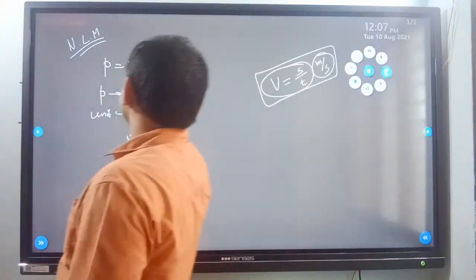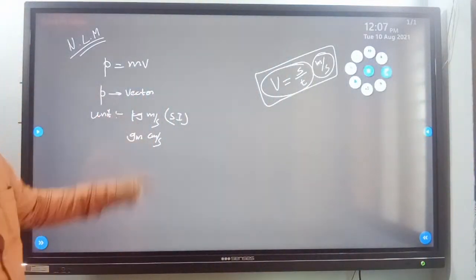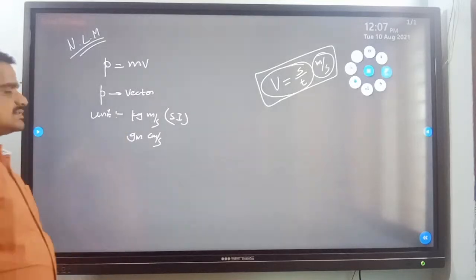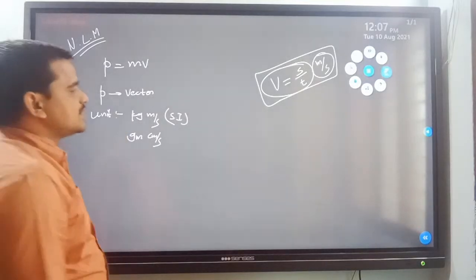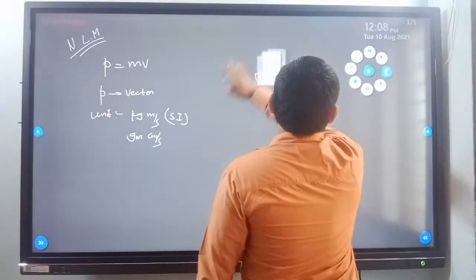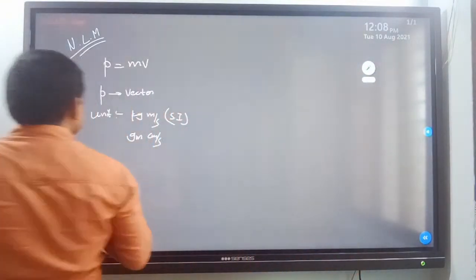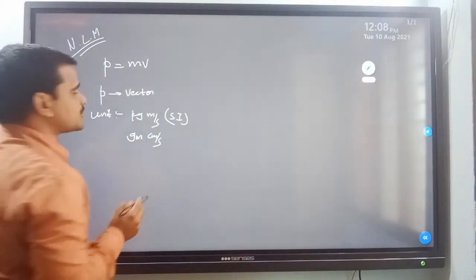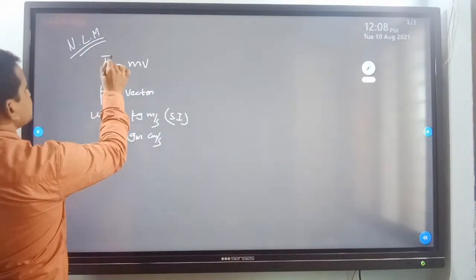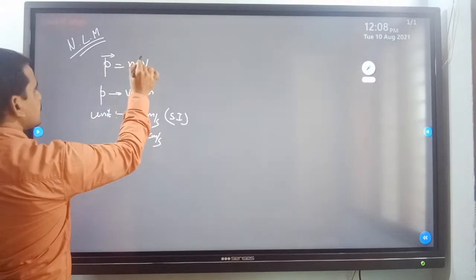Therefore, I can get the linear momentum units as kg meter per second. In this way, we can get the units. This is linear momentum, a vector quantity, and the units are these. Commonly, vector quantities we represent like this: p bar.